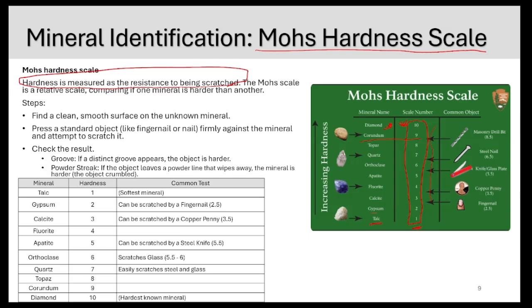A fingernail has a Mohs hardness of around 2.5, and if a mineral can be scratched by a fingernail, then we call it a soft mineral. Examples of these soft minerals that we can easily scratch using fingernails are talc and gypsum, and those minerals have a hardness of 1 and 2.